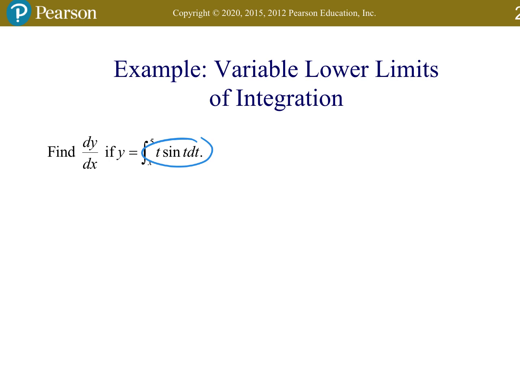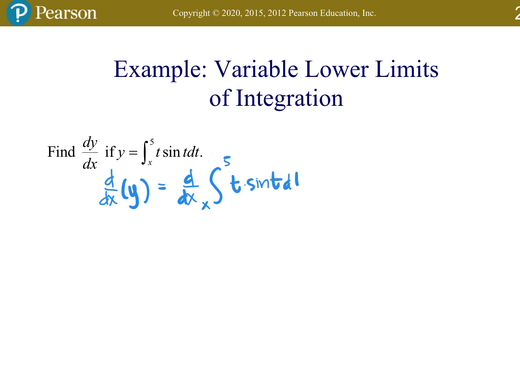But what's it asking you to do? It's asking you to do the combination. It's asking you to find the derivative. So let's see how this is going to end up for us. Okay, let's do the derivative to both sides. So I'm going to put d dx around the y side, and I'm going to put d dx around the integral from x to 5 of t sine t dt. So just make sure you do it to both sides.